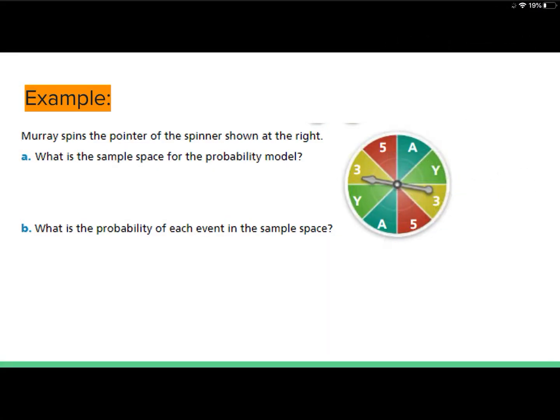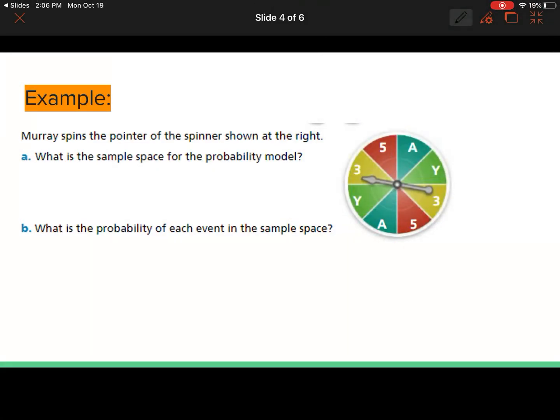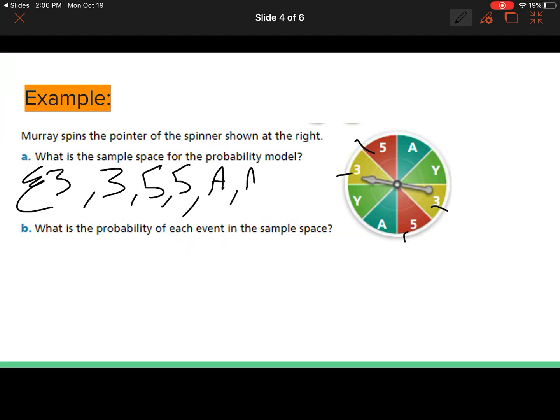Murray spins the pointer shown to the right, and we want to come up with first our sample space. So the way we're going to write our sample space is we're just going to list all possible events we have. So here, we can land on a 3, another 3, that's both of these here, a 5, an A, or a Y, or a Y. All right. So we can see here we have a 3, a 3, a 5, an A, and a Y, and a Y. So we have a total of 1, 2, 3, 4, 5, 6, 7, 8 possible outcomes.